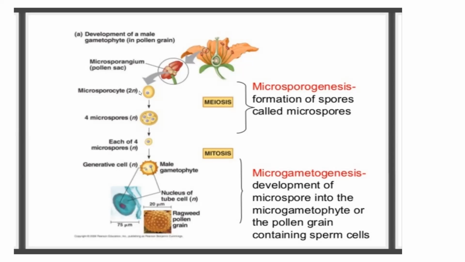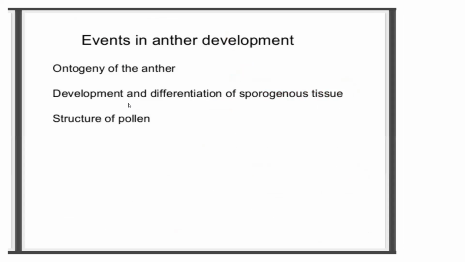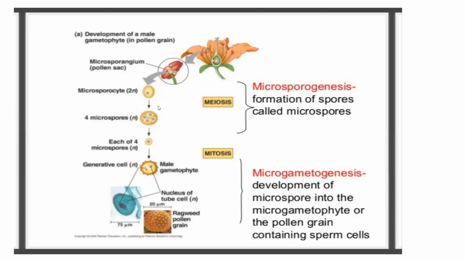The microsporophyte is in the 2n state. After that, the meiotic division takes place. 4 haploid microspores are formed, that is the microspore tetrad, and each of the 4 microspores is in a uninucleate, haploid condition. After that, the first division of the microspore gives rise to the vegetative and generative cells.